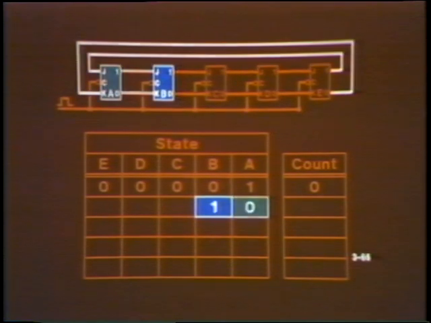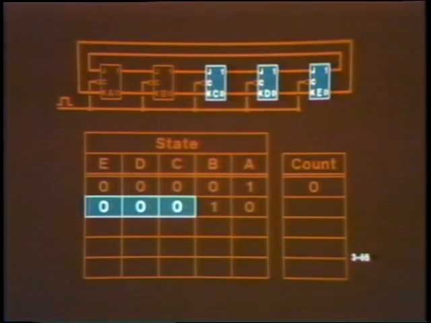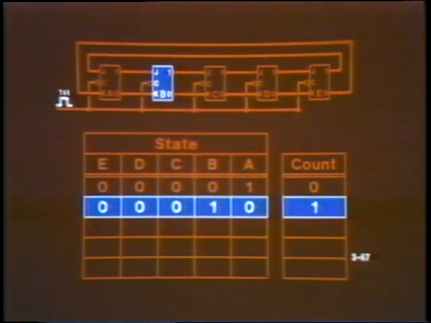Second, flip-flop A will be reset. Notice that A receives its inputs from the last flip-flop, E, which is presently 0. Because J sub A is 0 and K sub A is 1, flip-flop A resets at the first clock pulse. Meanwhile, the other flip-flops will remain 0. Thus, after the first clock pulse, B is set, but A is now reset. This represents a count of 1.